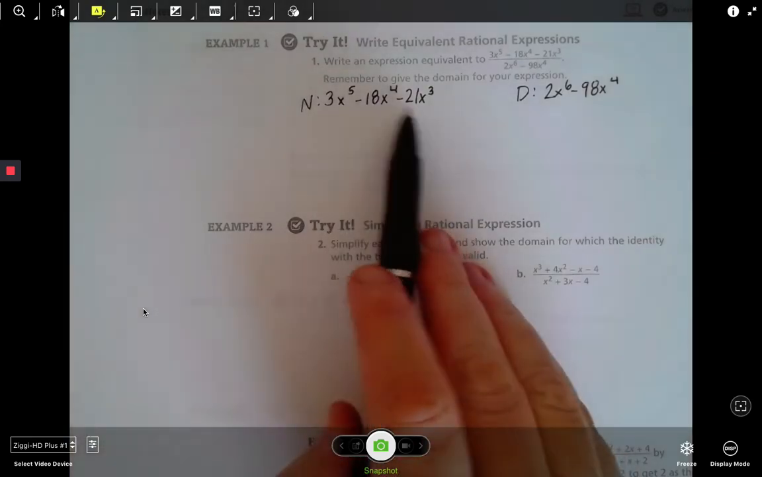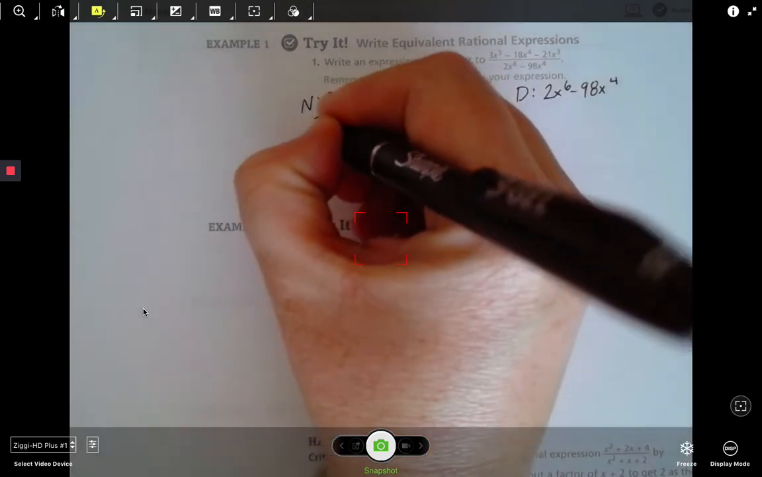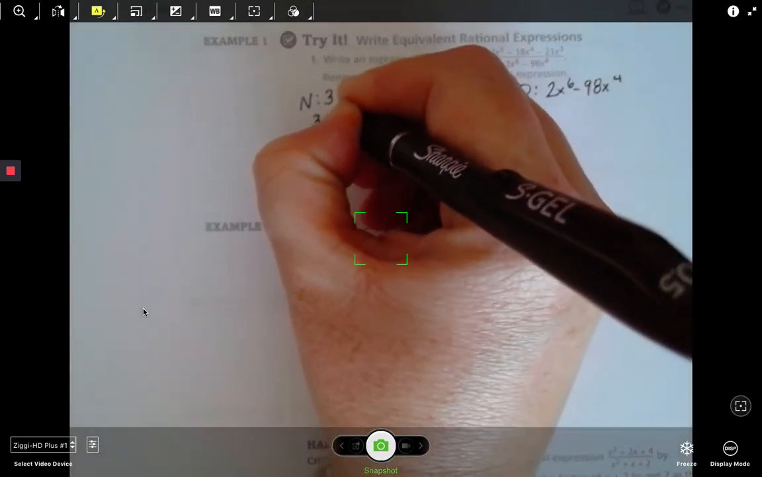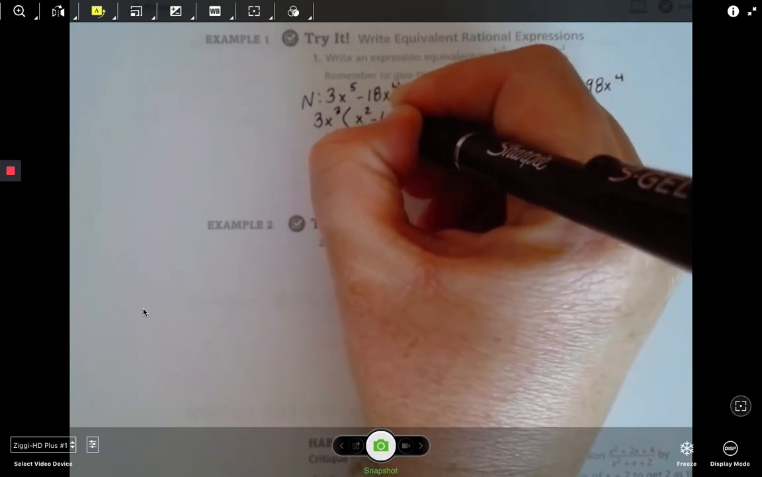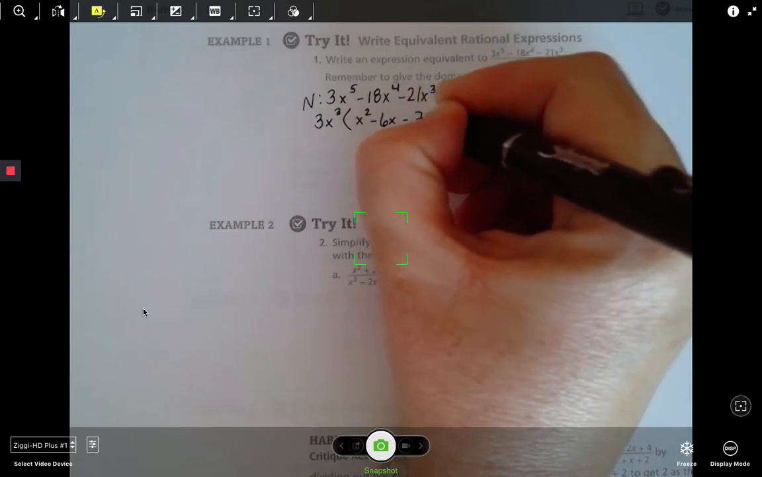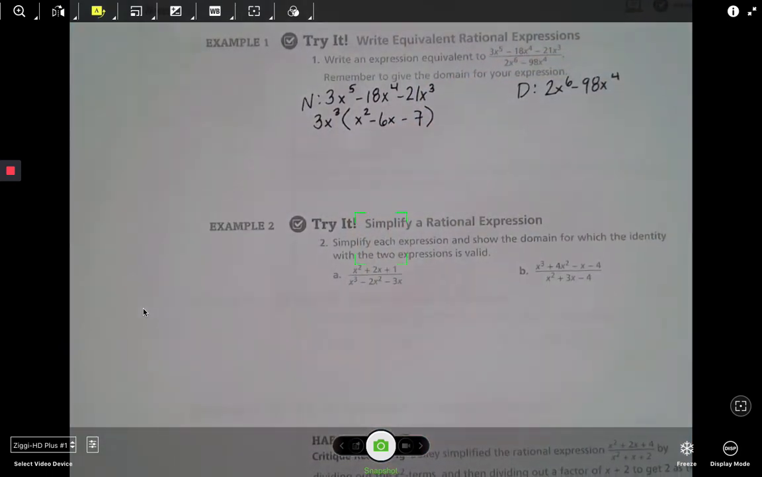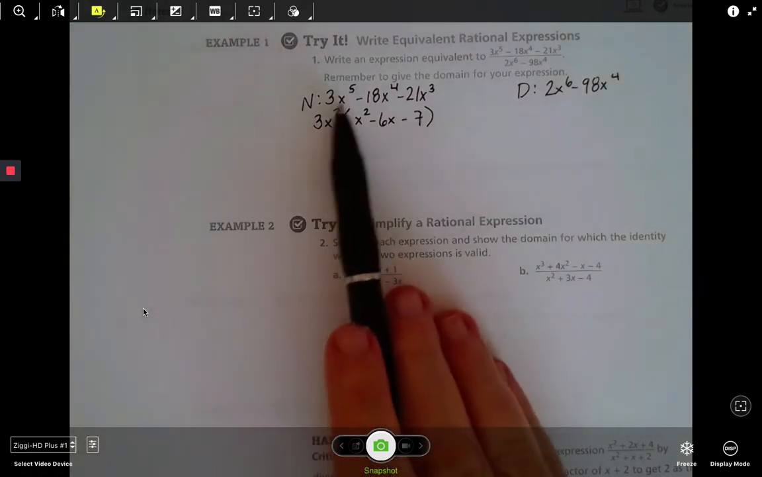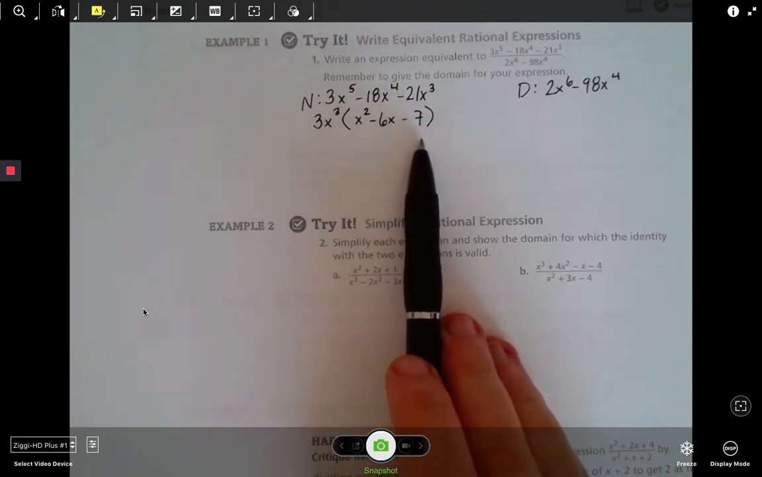Alright, I know I can take out x to the 3rd, but I can also take out a 3 because they are all a multiple of 3. So 3x to the 3rd leaves me with x squared minus 6x minus 7. So I divided 3 by 3, negative 18 by 3, and negative 21 by 3.